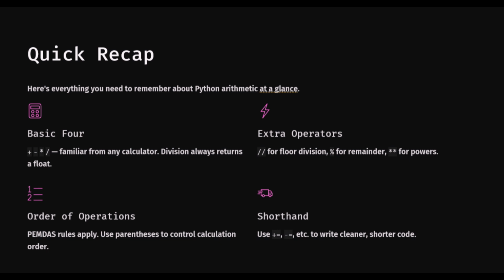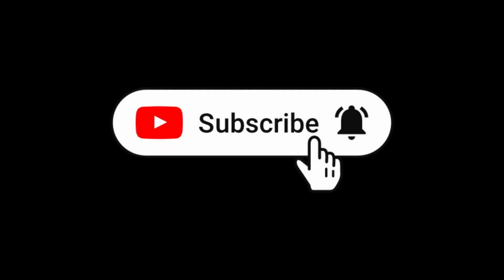We also discussed the order of operations, where the PEMDAS rules apply to ensure your calculations are processed correctly. Remember that you can always use parentheses to maintain full control over that order. Finally, we looked at shorthand operators, which allow you to use a more compact syntax to write cleaner and shorter code. By mastering these core concepts, you now have a solid foundation for handling any mathematical task in your Python programs. That brings us to the end of our lesson on Python arithmetic operators.